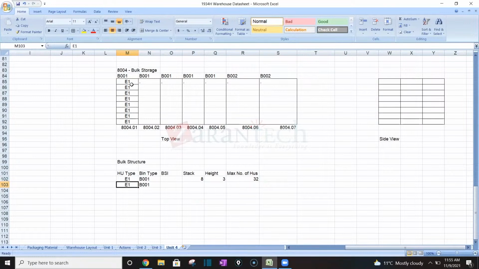Can you explain this stack and height? What is it in your side view? What is 8 here and what is 3 here? This is 8. Okay, next to each other. Stack is one behind the other; they are arranged. Height is how high it is going, 3 high, one on top of the other. That's fine, thank you. So if you count these, they are 32. Oh, not 32, 24. Yes, I agree, that's my bad. So these are 24, the number of HUs that can be stored.